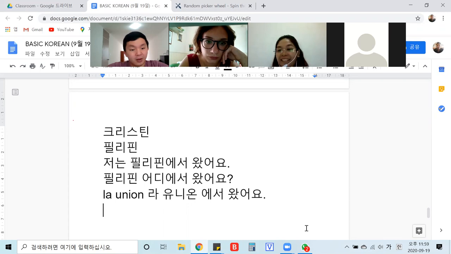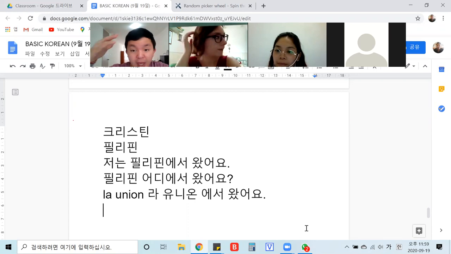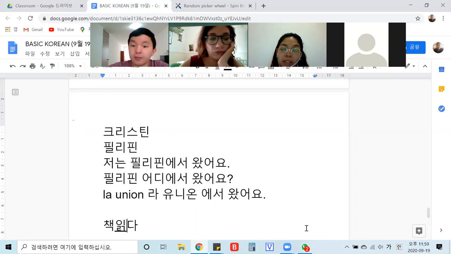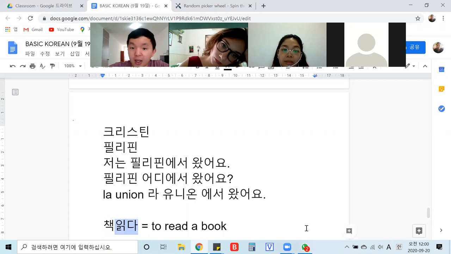Maybe if you want to jump to more advanced, I recommend you learn vocabulary based on Chinese letters. For example, can you try to read this one? 책 읽다. Do you know the meaning? I read book. Exactly. 책 is book, and 읽다 is to read, as a verb.